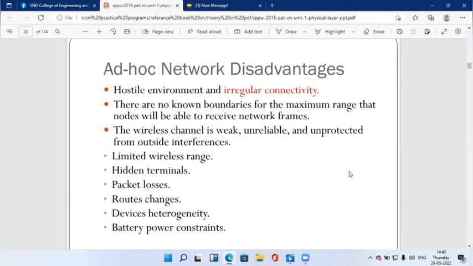Routes change. Device heterogeneity means the Bluetooth and Wi-Fi module may suddenly stop and the whole network may collapse. Battery power constraints are also there.